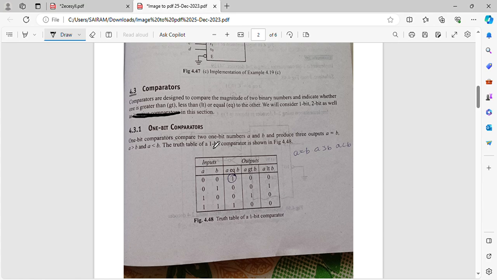ಓಕೆನಾ? ಯಾ. ಸೊ ವಾಟ್ ಇಸ್ ಅ ಒನ್ ಬಿಟ್ ಕಂಪ್ಯಾರಿಟರ್? ಸೊ ಏನ್ ಮಾಡುತ್ತೆ, ಇಟ್ ವಿಲ್ ಕಂಪೇರ್ ಟು ಒನ್ ಬಿಟ್ ನಂಬರ್. ಐ ವೆರಿ ಸಾರಿ ಫಾರ್ ದ ಡಿಸ್ಟ್ರಾಕ್ಷನ್. It will compare two one bit numbers A and B, and they'll provide three outputs, that is A is equal to B, A is greater than B and A is lesser than B. The truth table of one bit comparator is shown in the figure.